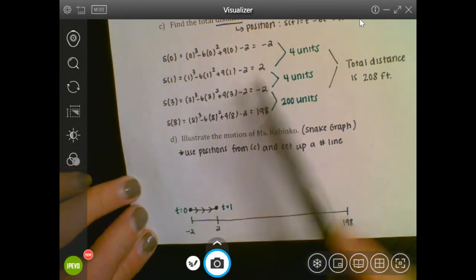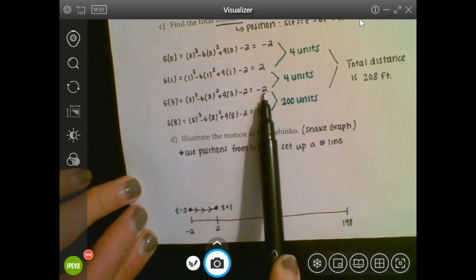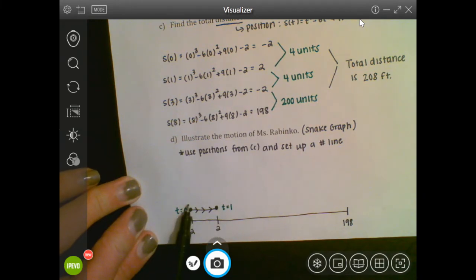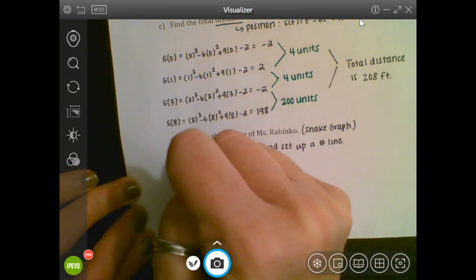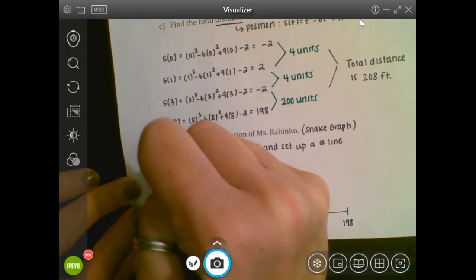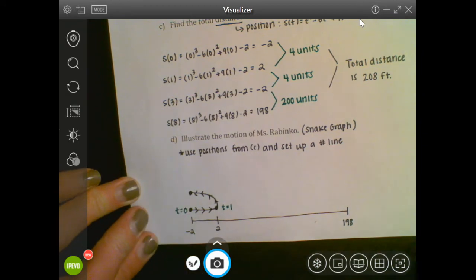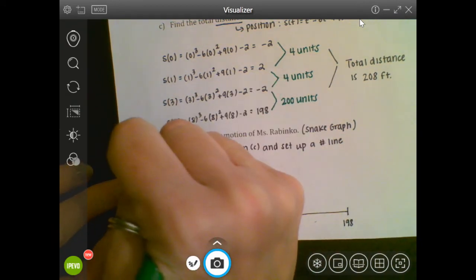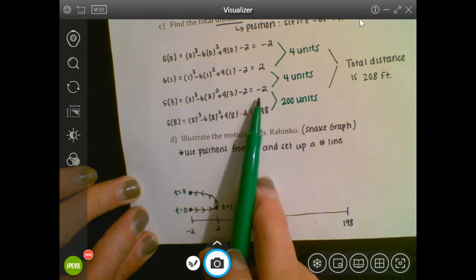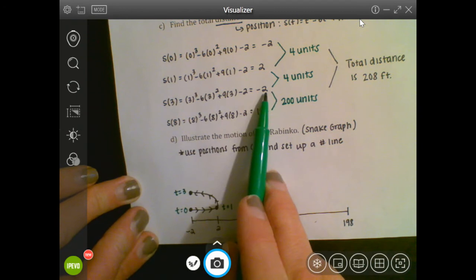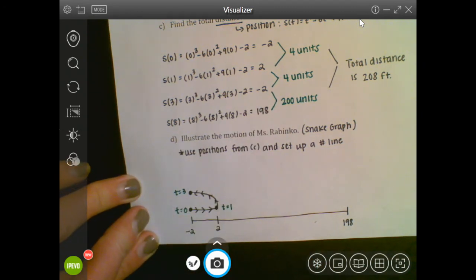And then at the time of 3, I'm now going back to my position of -2. I'm not going to go directly back here. I'm going to snake my graph upward and say, now I'm going back to the position of -2, but now I've traveled backwards. So I'm going to make some arrows indicating that I've traveled back to the left here. And this is where I'm ending, at time equal to 3. That information is coming directly from here: S of 3 is -2. At the time of 3, my position is -2. So I'm going to indicate that on my graph.